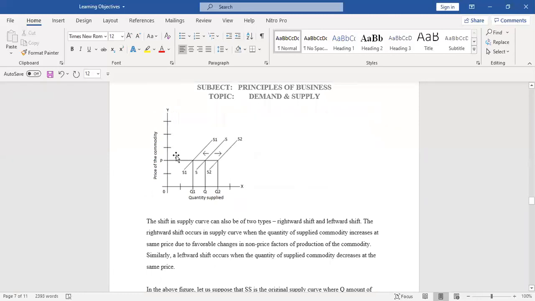Shifts in the supply curve are simple, right? The original supply curve is SS. The notes will tell you that. I hope you're all seeing it here. It's in the middle. There's an inward shift from SS to S1, and there's an outward shift from S to S2. Okay? The rightward shift occurs in the supply curve when the quantity supplied of the commodity increases at the same price due to favorable changes in non-price factors. Similarly, a leftward shift occurs when the quantity supplied of the commodity decreases at the same price. So I want to examine the factors before we talk about it and confuse you guys.